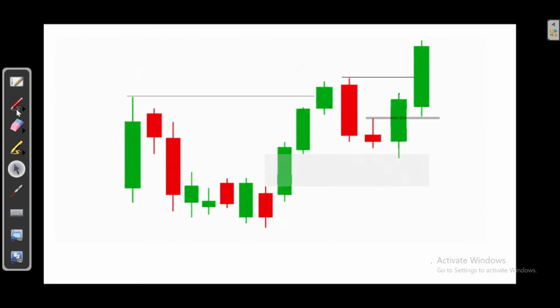Now look at this. This is imbalance. Can you see? And forget about the color. This can be blue, this can be green, this one can be red. So you can see there is a gap at this level. This is imbalance. We are expecting price to come and mitigate that level. See what happened. The price came and touched this level. But see, this also leads to a breakout. This is a breakout. This is a breakout. This is also a breakout.